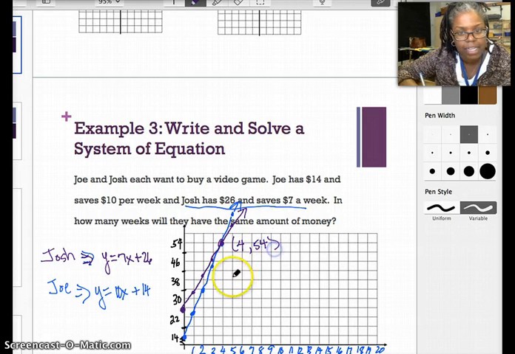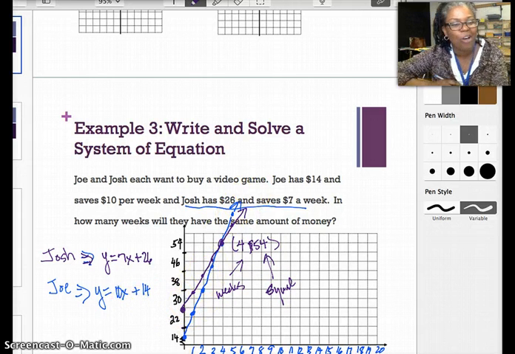So what does this mean? This means that after 4 weeks, they both would have the same amount of moolah, which is $54, equal amount. So that's when they would be equal. And then the guy who's saving more, obviously Joe, will supersede and will surpass. I hope that makes sense to you.